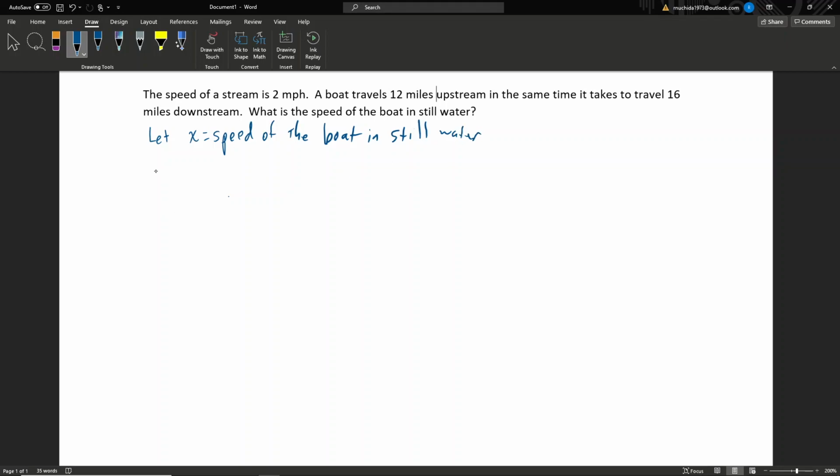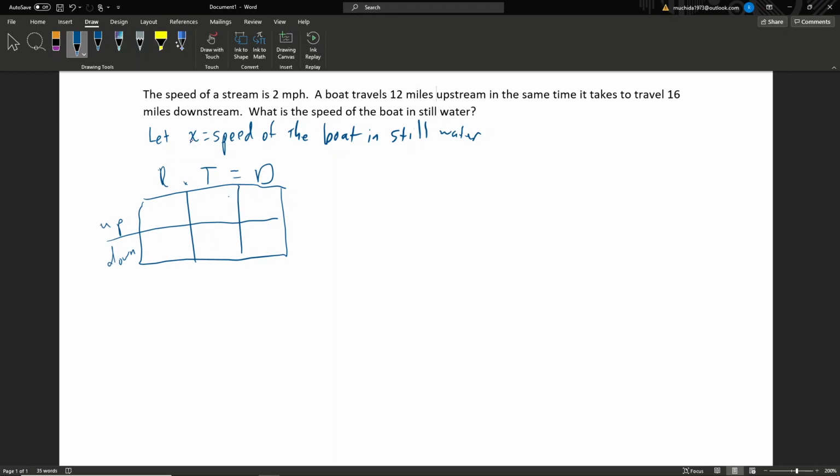Now let's make a little table. This isn't required, but it helps. One thing we know is that rate times time equals distance, all right? So let's make a little table dealing with these three unknowns. In this case, let's let the first row be the upstream, and let's let the second row be the downstream.